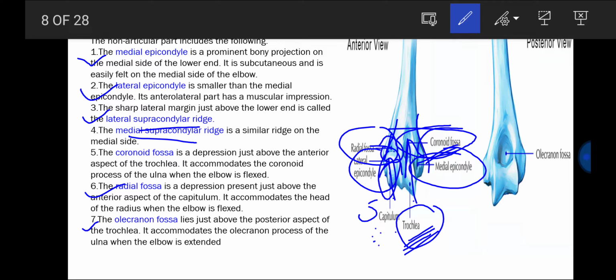The olecranon fossa is this, lying just above the posterior aspect of the trochlea. It accommodates the olecranon process of the ulna when the elbow is extended.